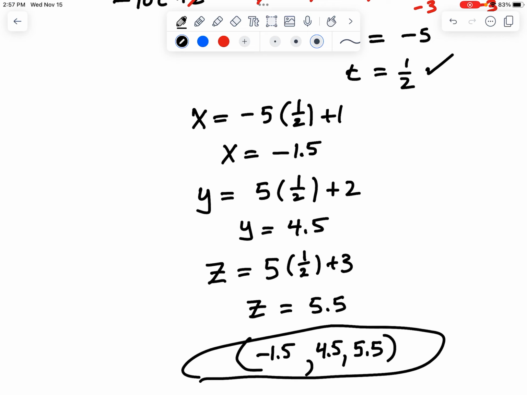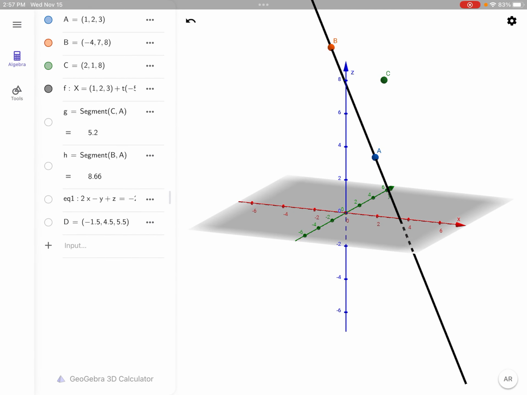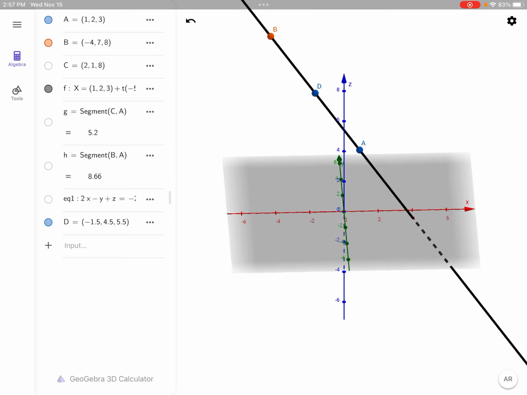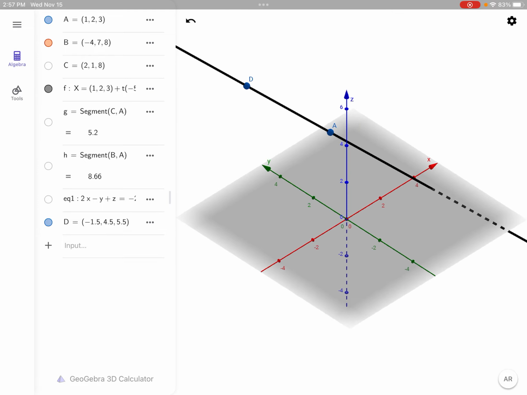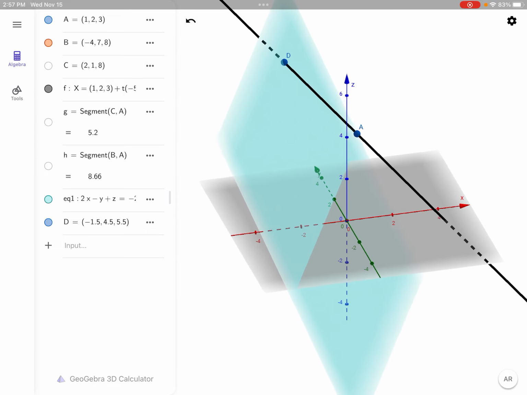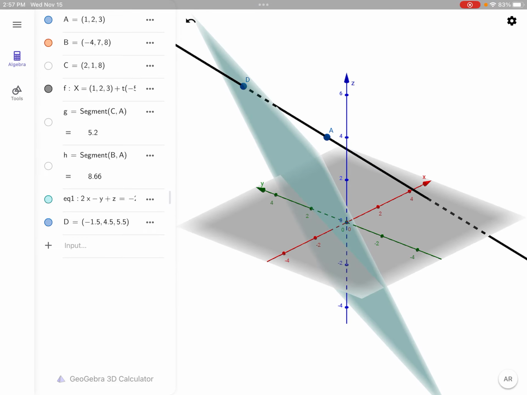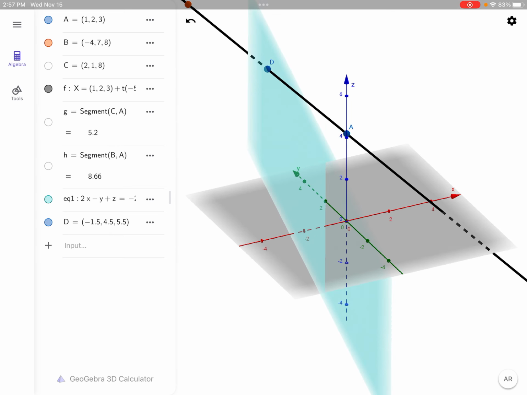And then of course I want to look at the graph and make sure that that point is correct. So back over to the graph, and I graphed that as point D. And so you could see that point D is on the line. So there's point D. And then graph the plane. So turn that one on. And then you could see that the plane and the line do intersect at point D. So my arithmetic was correct. And we're done.